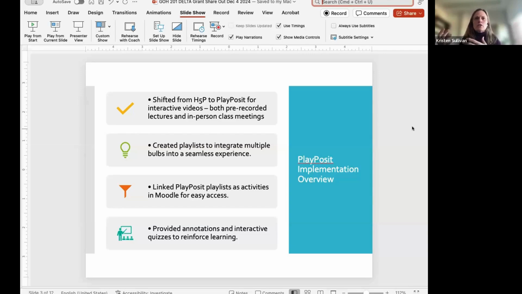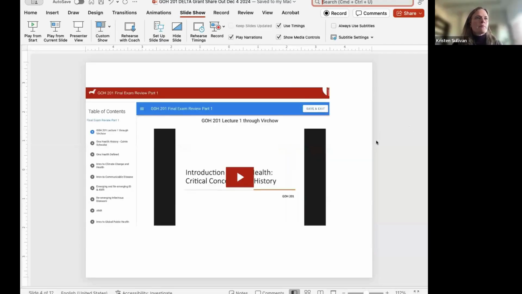So, multiple choice questions, pause and reflect, annotations, that sort of thing. And it easily links into Moodle. So that was cool. I'm going to fast forward. I just have a few screenshots so people who aren't familiar can see what it looks like.